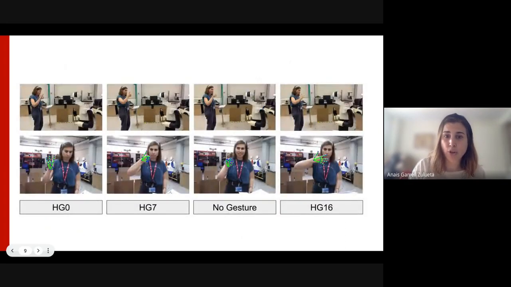So let me show you some examples. Here I'm doing some gestures to the robot. We are using a well-known architecture called MediaPipe. MediaPipe gives us the landmarks of the whole body, but we just use the hands. And with these landmarks, we create a new architecture that makes the robot capable of, on the one hand, classifying the gestures, and on the other, learning new gestures.